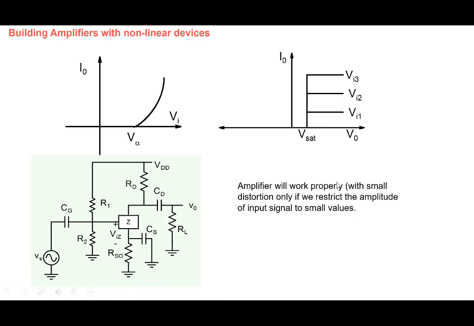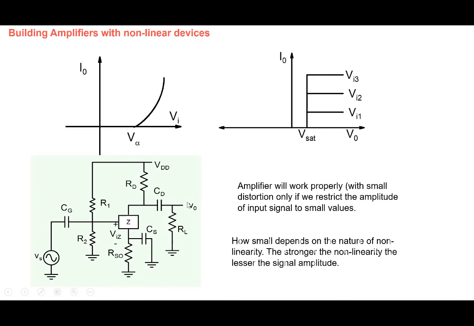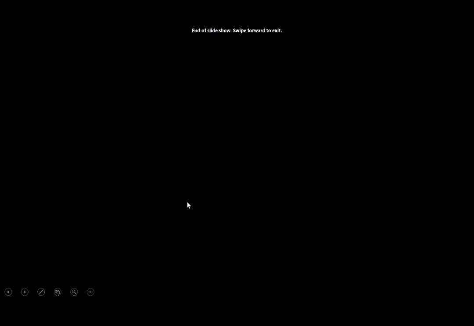So our amplifier will work properly with small distortion if we restrict the amplitude of the input signal to a small value. And that makes sense also, because we are building an amplifier to amplify a small voltage. The signal that is coming in from a microphone or a video signal is typically a weak signal here. And therefore the distortion associated with it would be pretty small here. All right, so let's stop here.